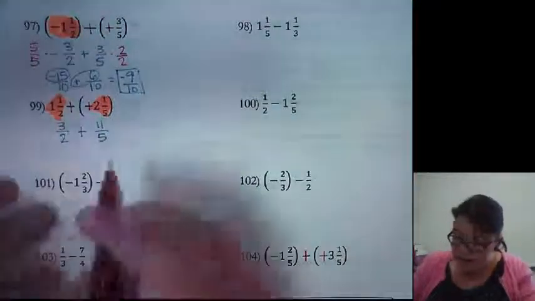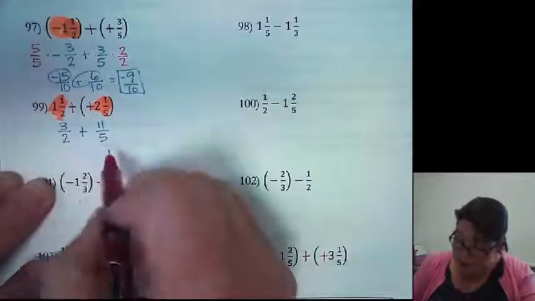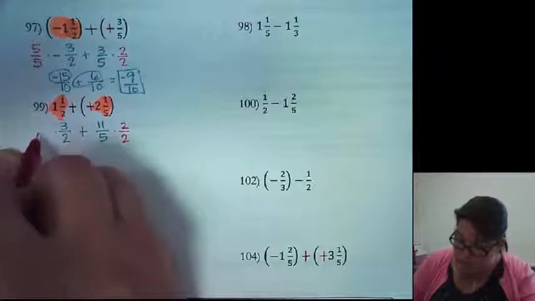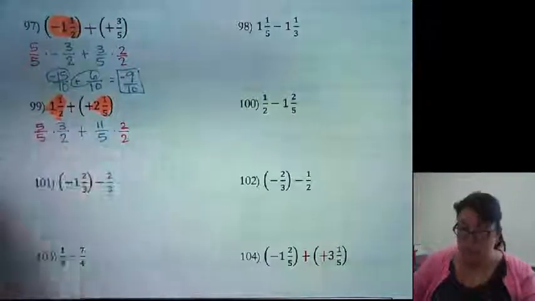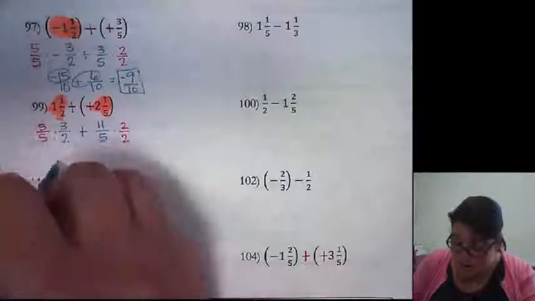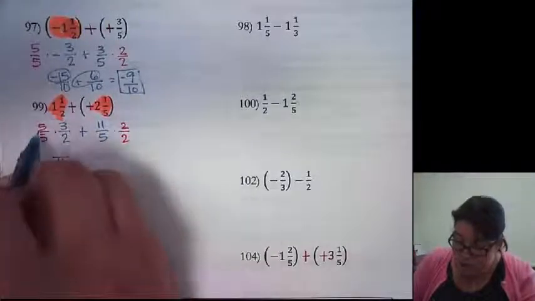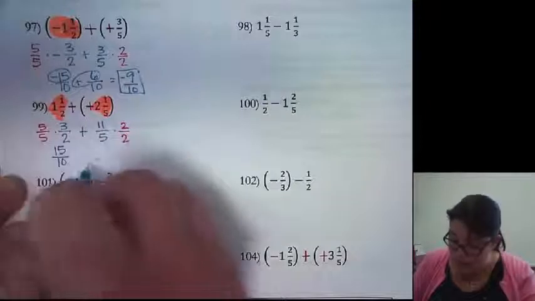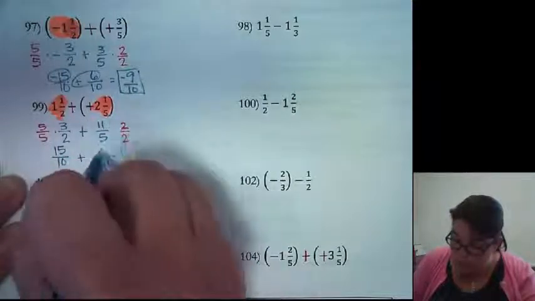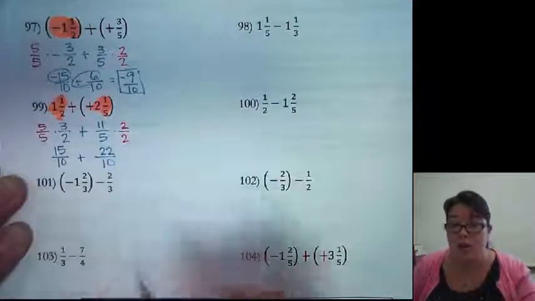Same thing, I need a common denominator. For 2 and 5, the common denominator is 10. So on this side, I'm going to multiply by 2 over 2, and on this side, I'm going to multiply by 5 over 5. And the reason I'm doing that is so that I can multiply these together and have 10 in the denominator. Then my new numerator is going to be 15 here. I'll have 10 in the denominator here, and my numerator here will be 22, just multiplying these straight across.